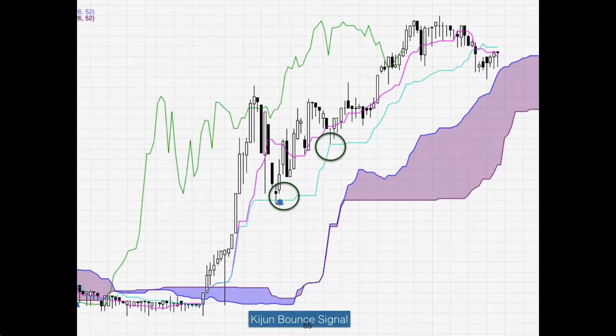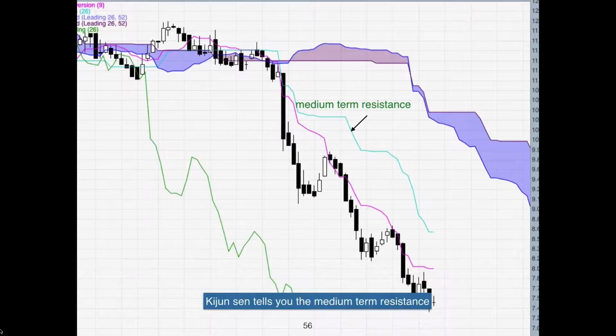Now, once price falls below the Kijun-sen, it becomes the medium-term resistance, as shown in this chart. The Kijun-sen line is a built-in trend line. Now, prices trended below this Kijun-sen line and it served as price resistance.